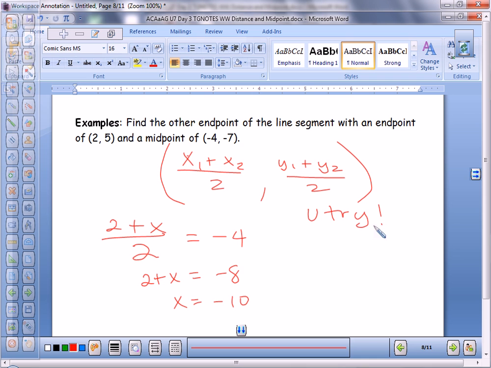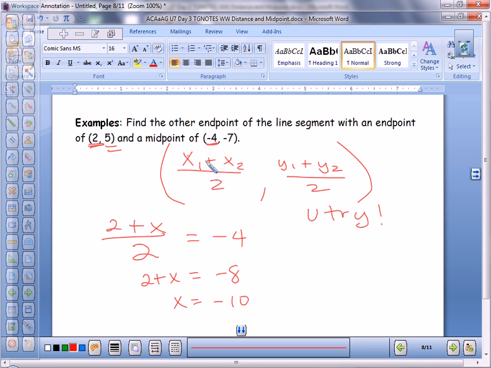Okay, so what I did was, I knew when I add up my x's and divide by 2, I should get the x value at the midpoint. So I added up the x I knew with the one I don't know, but when I divide it by 2, I get the x value at the midpoint. So now I'm going to add the y value with the one I don't know, but when I divide it by 2, I should get my y at the midpoint.